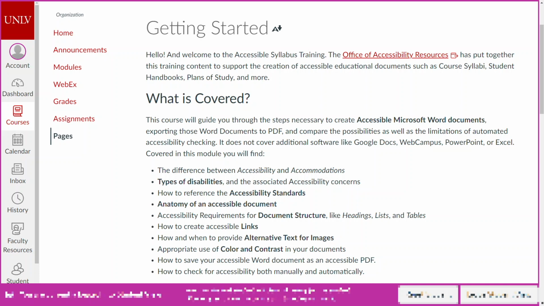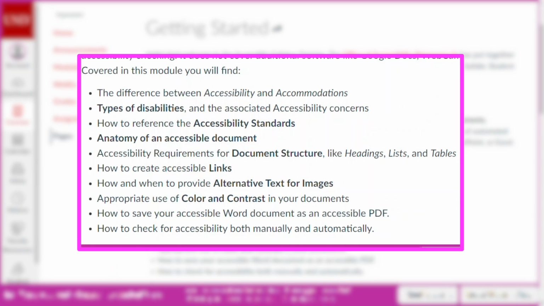Covered in this training, you will find the difference between accessibility and accommodations, types of disabilities, and the associated accessibility concerns for design consideration, how to reference the accessibility standards, anatomy of an accessible document, accessibility requirements for document structure like headings, lists, and tables, how to create accessible links, how and when to provide alternative text for images, appropriate use of color and contrast, how to save your accessible Word document as an accessible PDF, and how to check for accessibility, both manually and automatically.